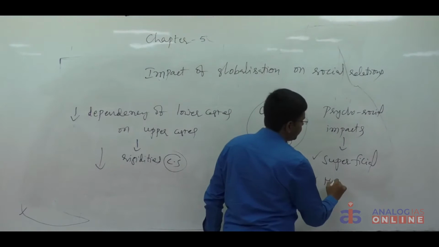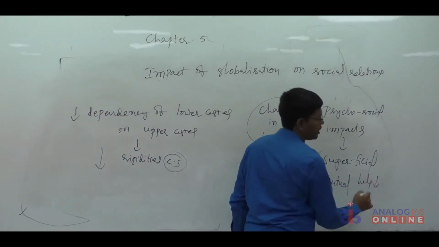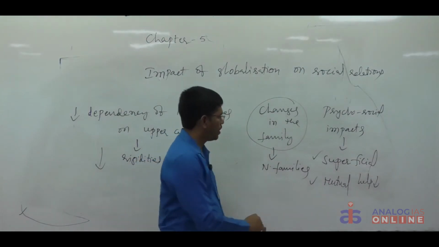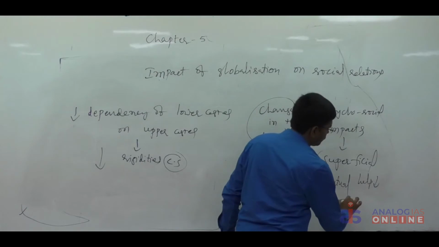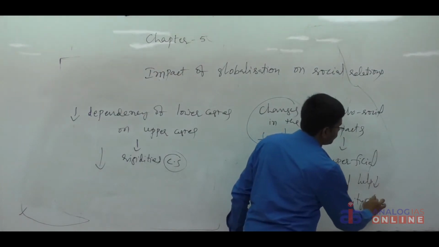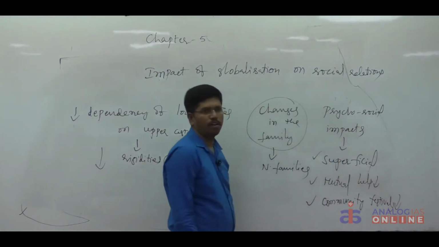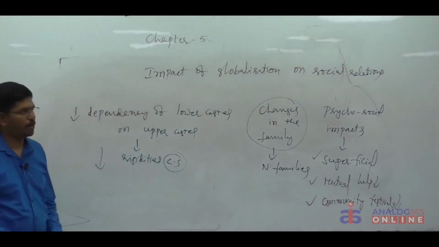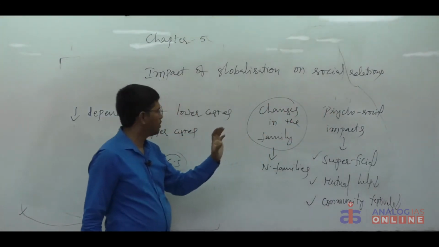The spirit of mutual help was decreased. The community festivals, the charm or the importance of community festivals, were decreased. All these are the other psychosocial impacts. If you remember these three, you can easily write the answer to this question.